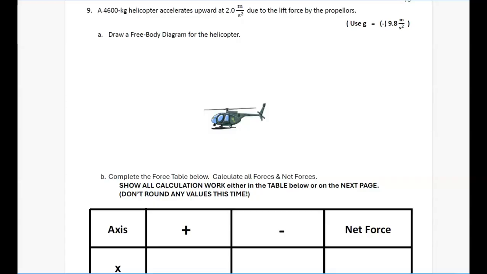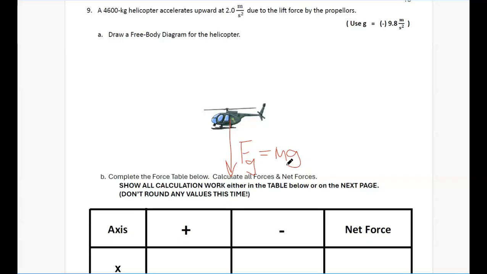So as you can see in this problem, it involves a helicopter. And if we read, it says a 4,600 kilogram helicopter accelerates upward at 2.0 meters per second squared due to the lift force by the propellers. Okay, there's a lot of information just in this one statement. 4,600 kilograms. Okay, it has mass, and therefore, being near Earth, it has a weight force. Even though it's floating up in the air, it's floating because its propellers are spinning, producing a lift force lifting it up. But there is a weight force pulling it down, and as always, the weight force will be calculated m times g, the mass times the acceleration due to gravity, which we are told is minus 9.8 meters per second squared.